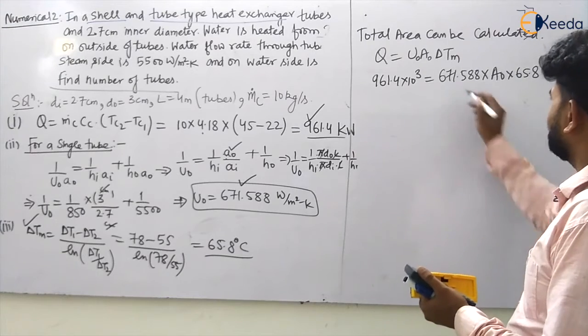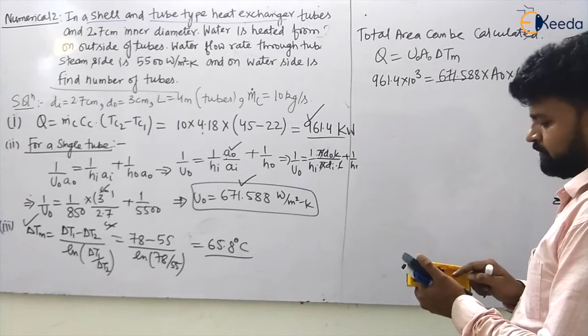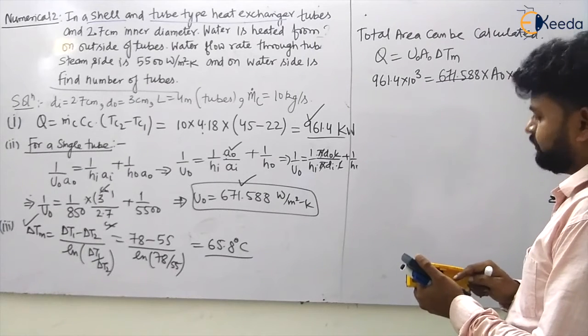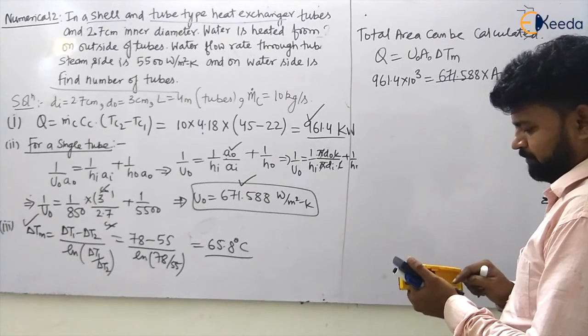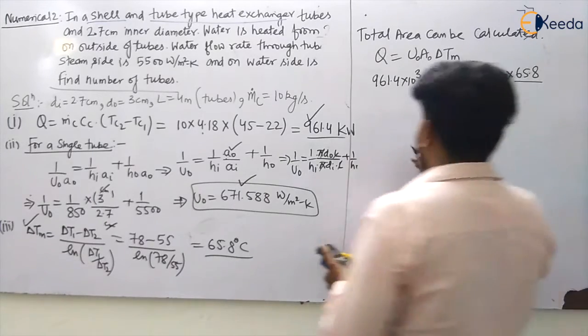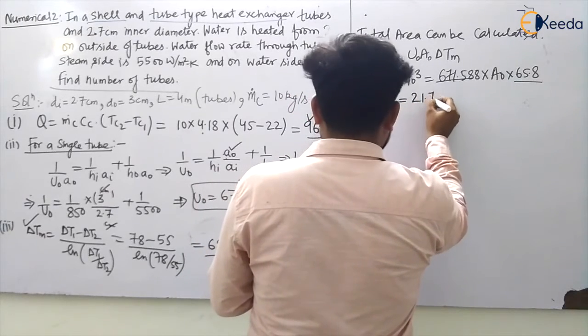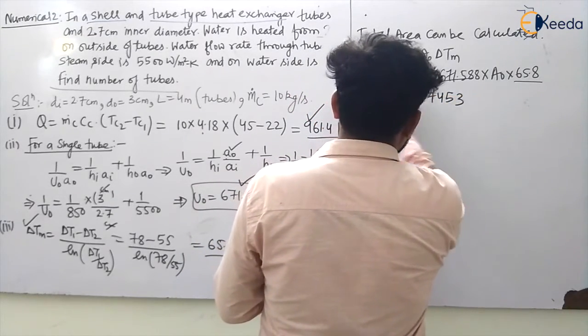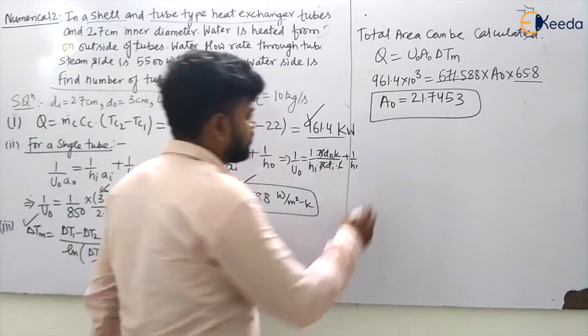6715, this multiply by this, okay. Now 961.4 into 1000 divided by this will be, so your A naught will become equal to 21.7453. So you know the total area now. Can we calculate the number of tubes?